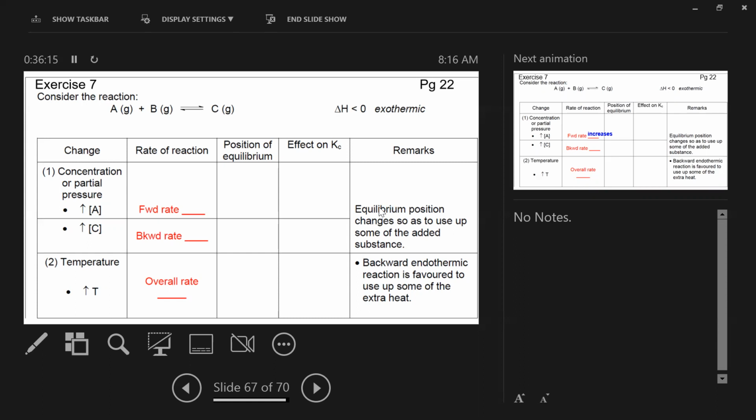For this disturbance, we are only considering the rate at that instance. So the forward rate will increase. When you increase the concentration of either of the reactants, the forward rate will increase according to the collision theory. So the position of equilibrium will shift to the right according to Le Chatelier's principle. The effect on Kc is no effect because temperature has not changed. I hope by now you recognize that Kc will only change when temperature changes, nothing else.